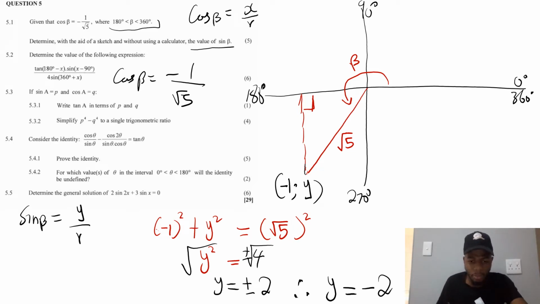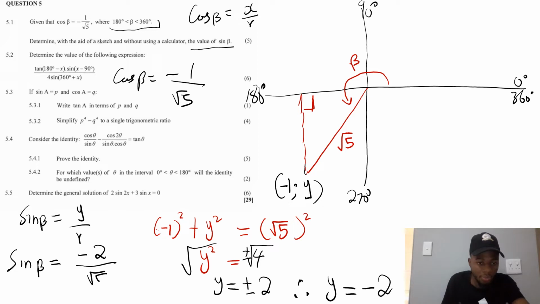So it is very important to draw a sketch, because if you don't have a sketch, you will not know whether your y is going to be positive or not. Okay, so I'll come here and write sine beta. Our y we've determined is -2, so it means sine beta is -2 over root of 5. Then we are done with 5.1. Let's go to the next question.